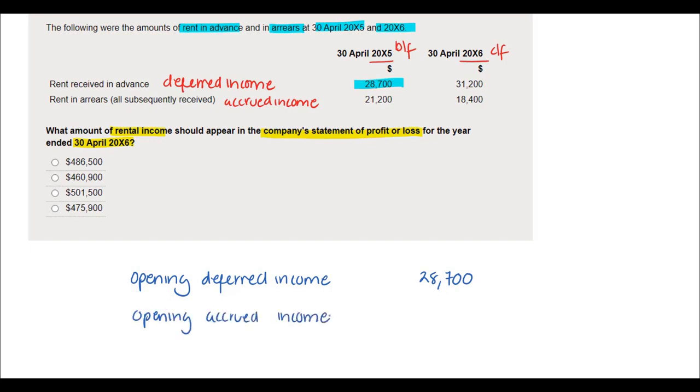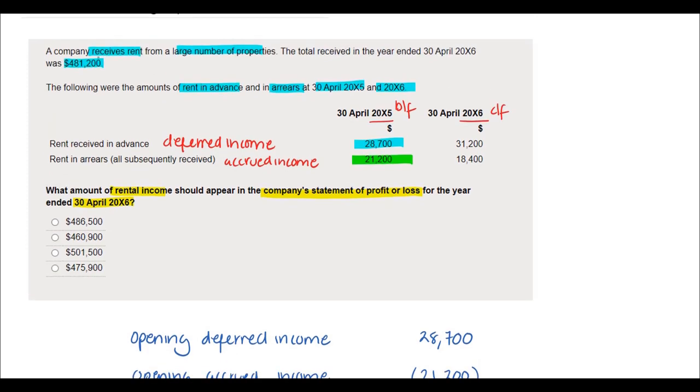The opening accrued income would represent a balance that was outstanding at the end of last year because it was income that was truly earned in the previous year. It would have been added last year, but this year it's not relevant for our numbers. We're going to be deducting that accrued income, and that is the 21,200. Next, we're going to be adding the cash that has been received from the rental of the properties during the year. This is information that was given in the very first sentence of this question, the 481,200.